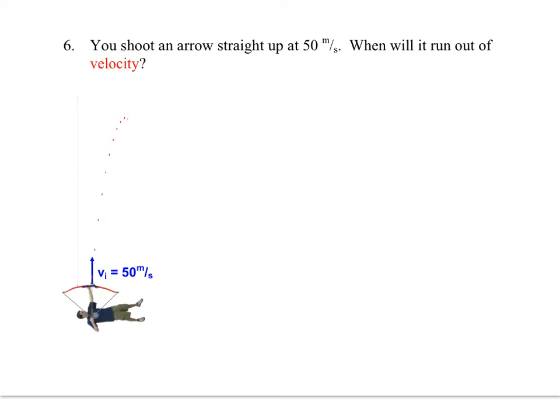Okay, so let's apply this line of thinking to do another physics problem. It says you shoot an arrow straight up at 50 meters per second. When will it run out of velocity? Once again, we're going to be working with the equation Vf equals Vi plus acceleration times time. We're told that we shoot the arrow straight up at 50 meters per second, so that's our initial velocity. I'm going to sub that in, 50 meters per second.